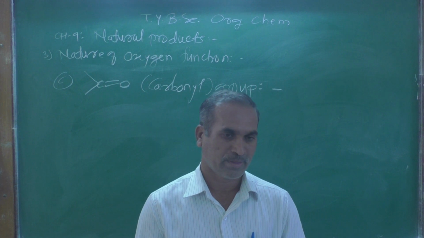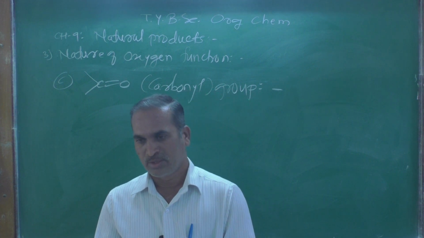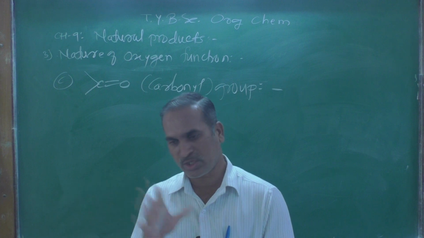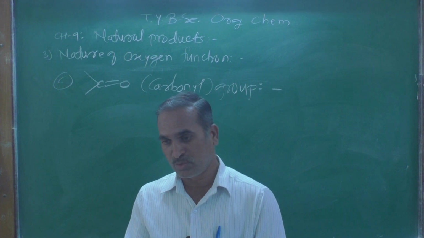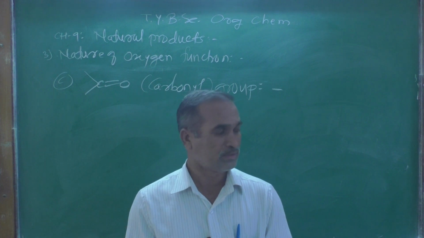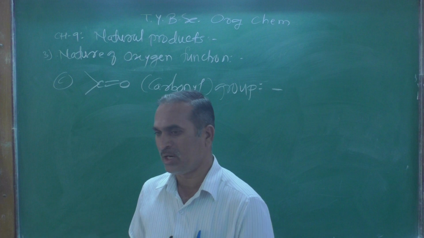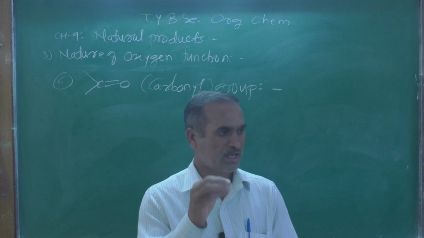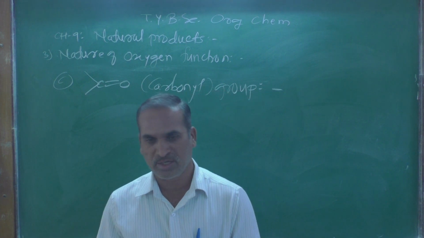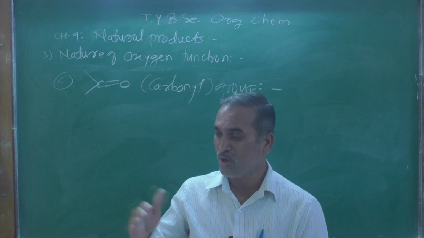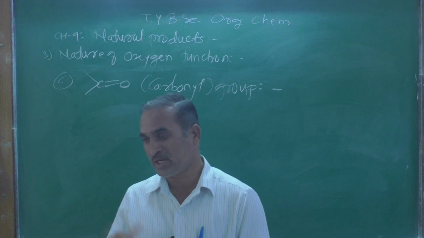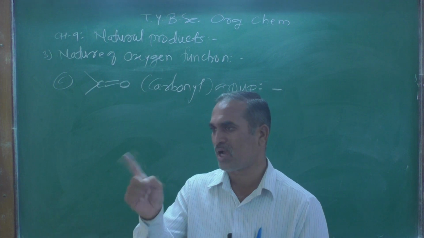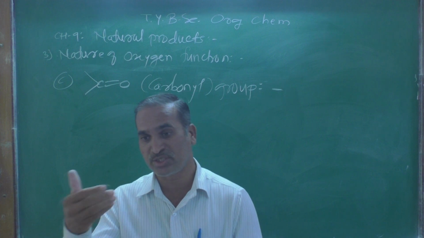Listen carefully. The carbonyl group may be aldehydic or ketonic, and it is very sensitive toward reagents like ammonia derivatives such as hydroxylamine, phenylhydrazine, hydrazine, 2,4-DNP, and semicarbazide, and forms the respective derivatives, or it can immediately react with hydrogen cyanide to form a cyanohydrin derivative.